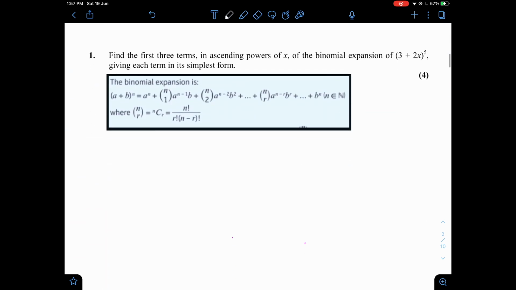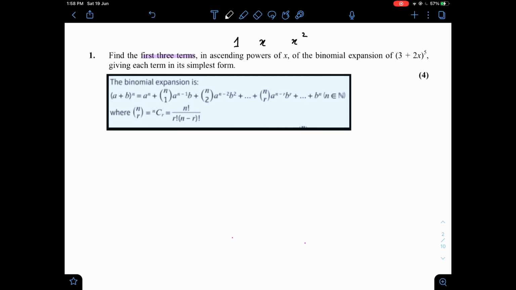So question number 1: find the first three terms in ascending powers of x of the binomial expansion of (3 + 2x)^5, giving each term in its simplest form. The key thing here is that they want the first three terms, in ascending powers of x, so that would be 1, x, and then x squared. And we need it in simplest form.